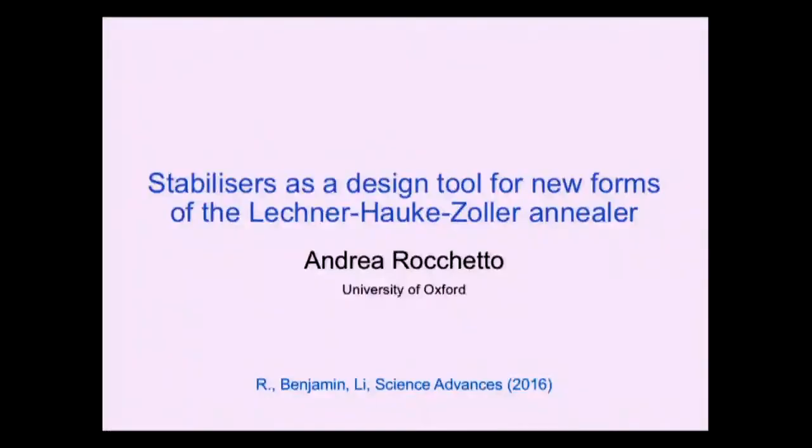It is my privilege to be here to speak to you about how we can use insights from stabilizer theory to understand a bit more and improve the Lechner-Hauke-Zoller annealer. This work has been done in collaboration with Simon Benjamin and Yingli at the University of Oxford.